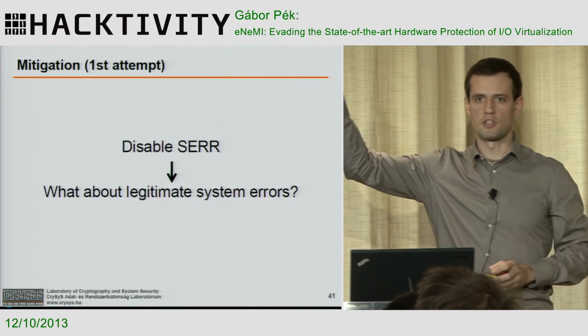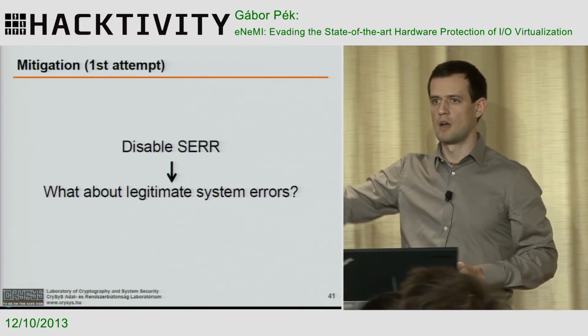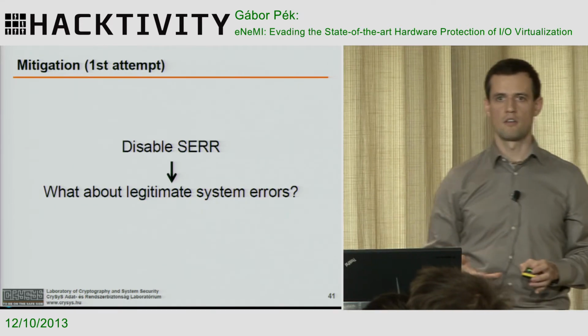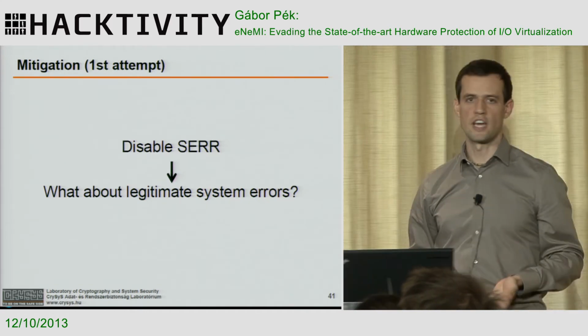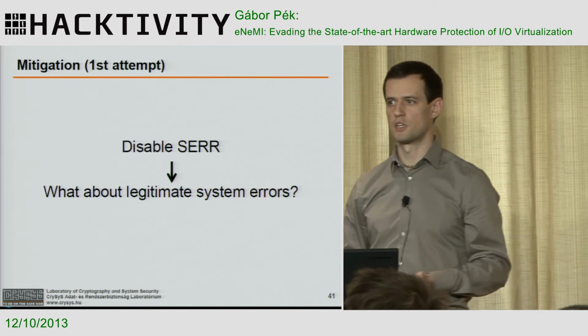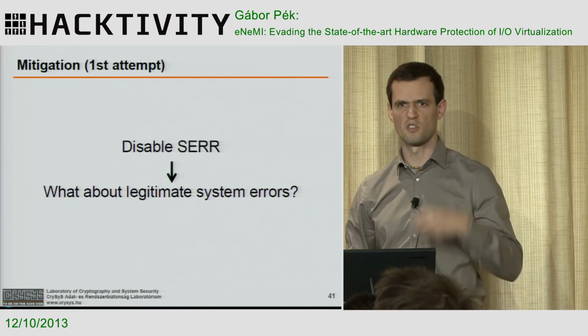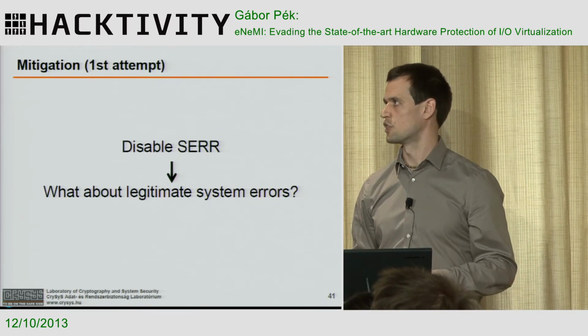First of all, you can disable system error reporting. That's correct, right? But what happens with real problems? What happens with legitimate system errors? You cannot just simply block all of them because you don't get informed. So this is a really coarse-grained solution.